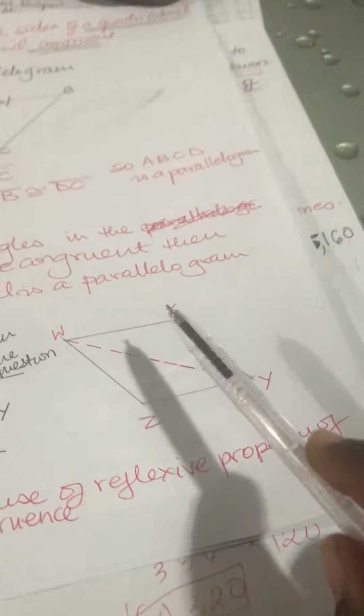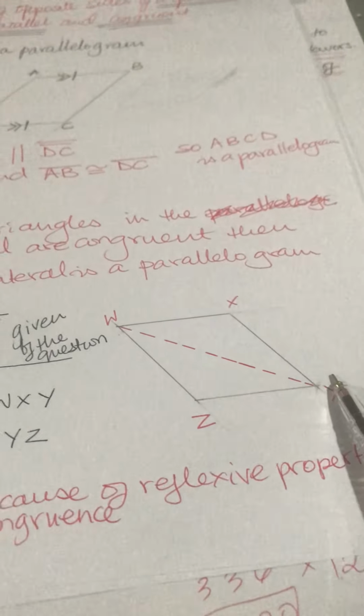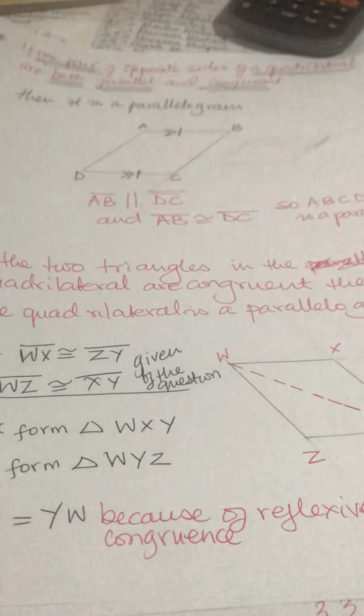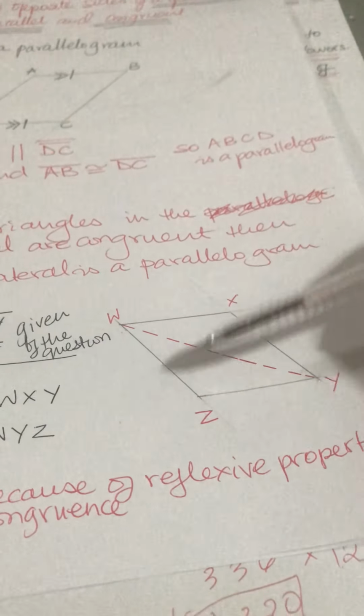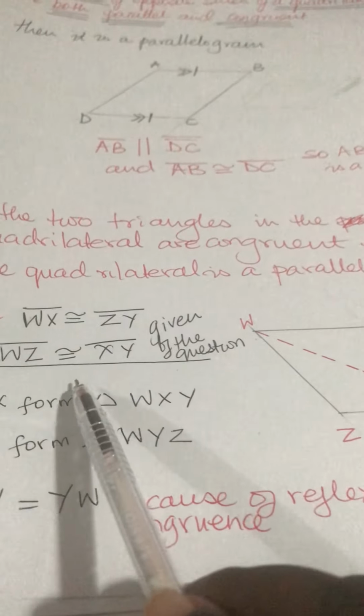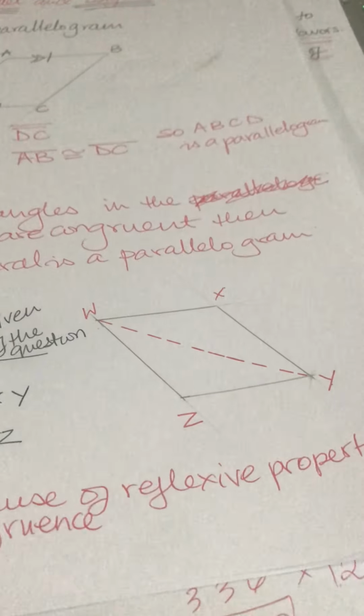Now you will be given this one. So here you will use the two triangles. Okay? The question tells you WX is the same as ZY. That means they are congruent. And they tell you WZ is the same as XY. That's why they wrote that sign there. That came from the question. So if you draw this diagonal line, that means this triangle is congruent to that triangle.